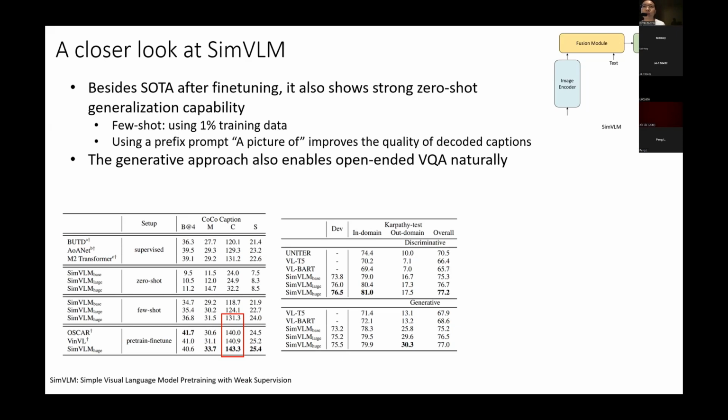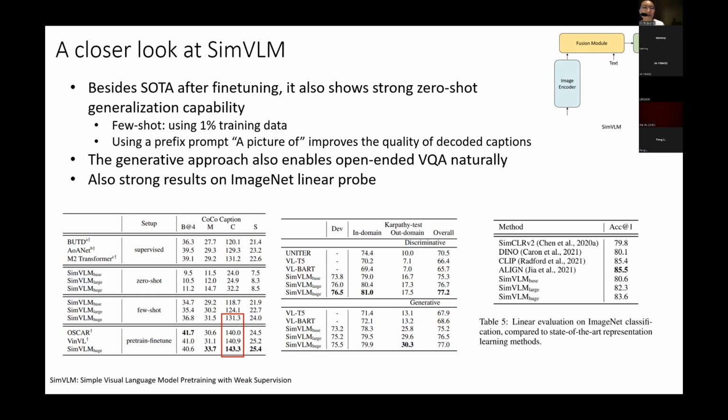But naturally, we actually hope, right, that VQA is open-ended by nature. When people ask you a question about an image, ideally you hope your model can answer the question in a free-form format, rather than choosing from a fixed vocabulary. They also show strong results on ImageNet linear probe because they pre-train the image encoder also from scratch.